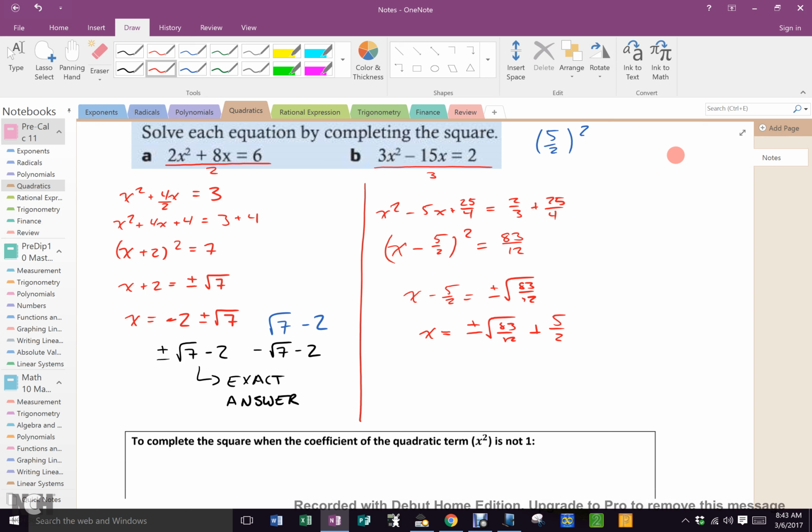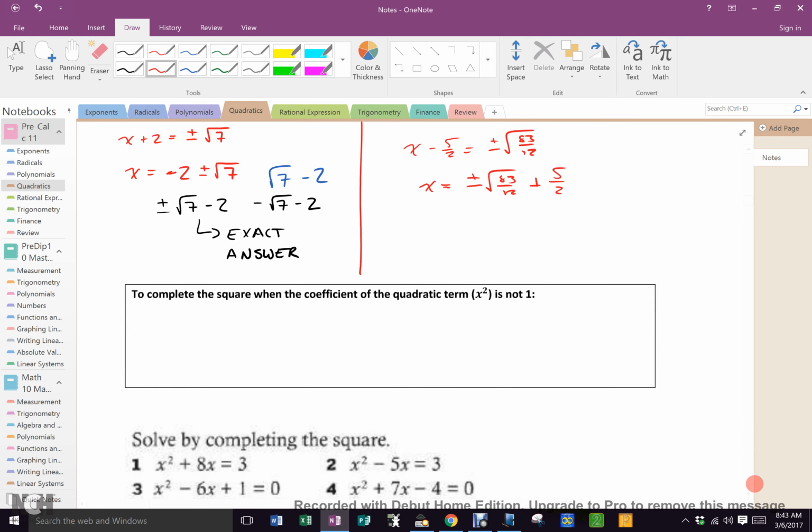Okay. This next box on the page is just to remind you of something. If the coefficient is not 1, so if it is 3x squared plus whatever equals whatever, I've got to get rid of the 3, just like I would get rid of the 3 in a grade 9 question like this. I would divide by 3 and get x equals 3.